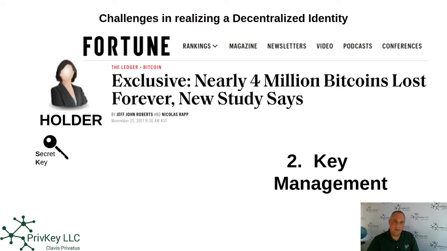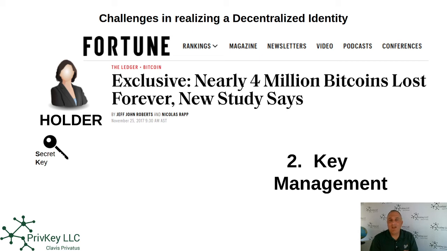The second challenge for decentralized identity is key management. Users are just not good at managing their own private keys. They will lose them. They forget them. One big example is Bitcoin itself. Like this headline says, 4 million Bitcoins are lost forever, because people lose their private keys. If your hard drive goes into a dump or into the water in the ocean, and your laptop breaks, or you just misplace it, or somebody takes your Bitcoins.